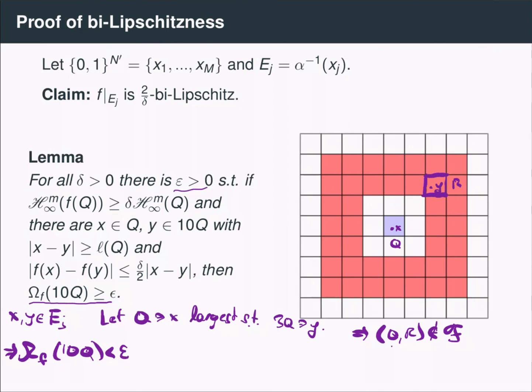Okay, but then if that's the case, then by this lemma, that implies that this inequality cannot be true, because the other conditions, that x is in Q and y is in 10Q and they're at least L of Q apart, are still satisfied. But because omega f of 10Q is not at least epsilon, this implies by the lemma that f of x minus f of y is strictly bigger than delta over 2 times x minus y. And that implies that f is bi-Lipschitz at all pairs of points in ej, and that concludes the proof of the theorem.